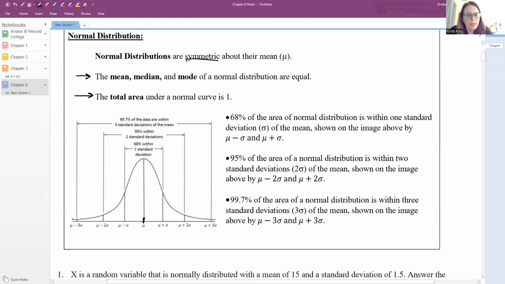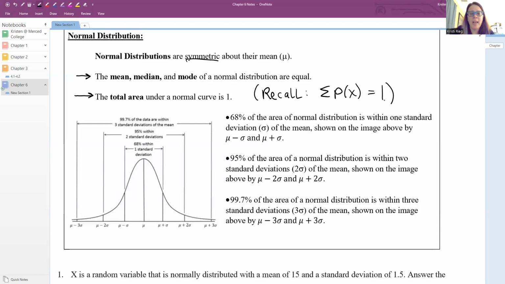So all of this, from all the way to the left, all of this area, all of that is equal to 1. And the reason that is helpful is because it reminds us of something else that I've been talking about a lot, and that is the sum of all the probabilities in a probability distribution equals 1. And so there's going to be a lot of similarities between the probabilities and the normal distribution.